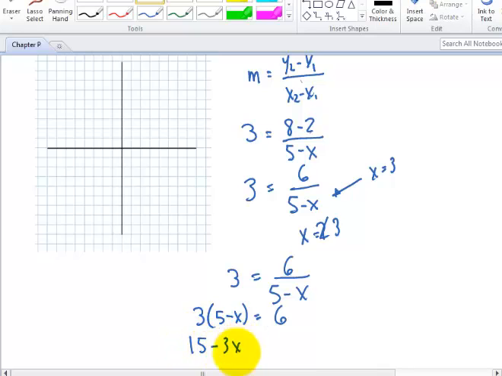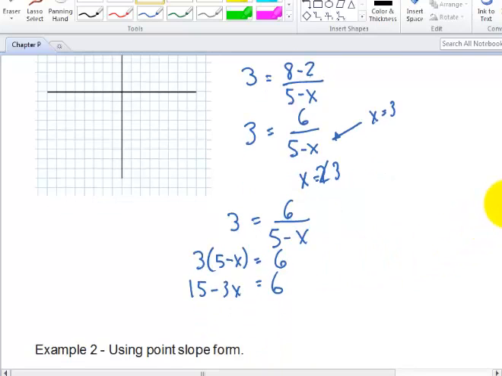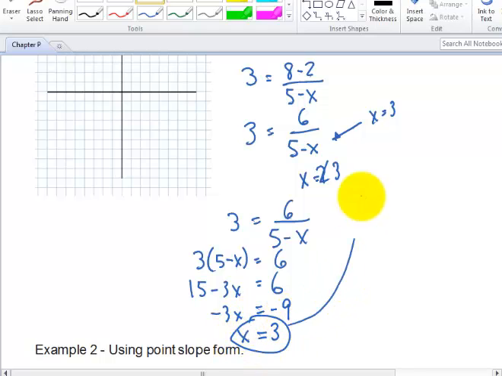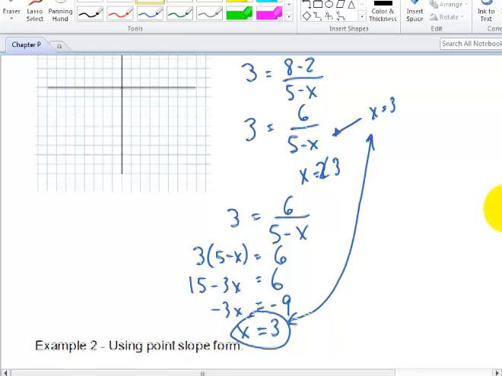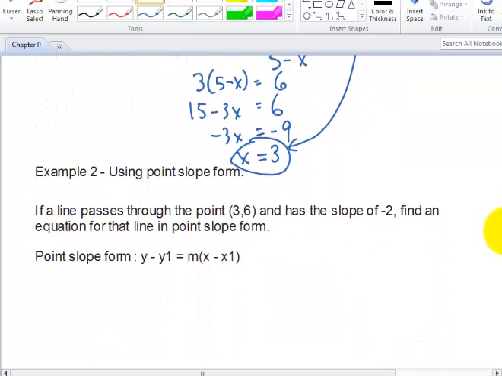15 minus 3x equals 6. You would subtract 15, and that would be negative 9, and then you would divide by -3, and you would get 3. So that just confirms what I said over here by using guess and check. Sometimes guessing and checking might get to the answer quicker.